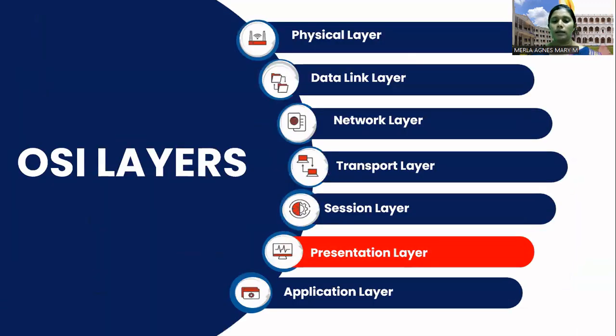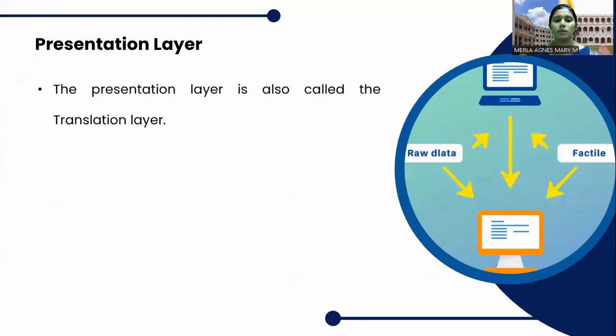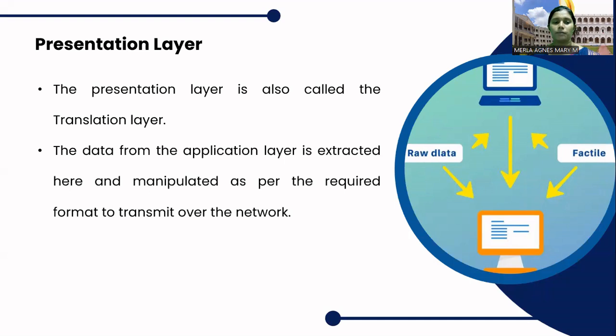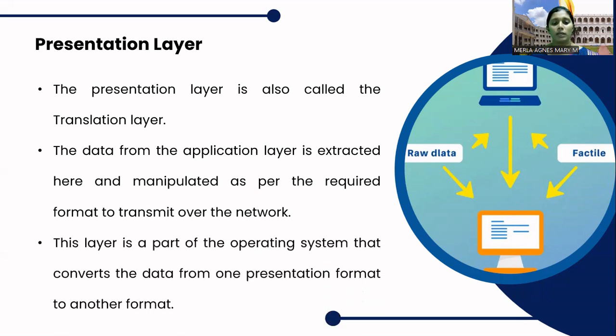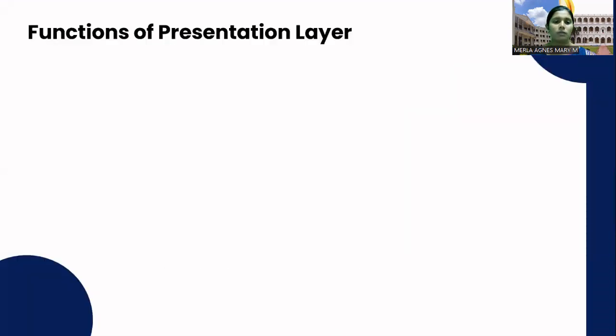And the sixth layer is the presentation layer. Let's see the presentation layer. The presentation layer is also called the translation layer. The data it gets from the application layer is sent into the session layer. It is extracted and manipulated, and it changes the format to transmit over the network. This layer is a part of the operating system. It is used to convert the data into different formats, so encryption and decryption work here.